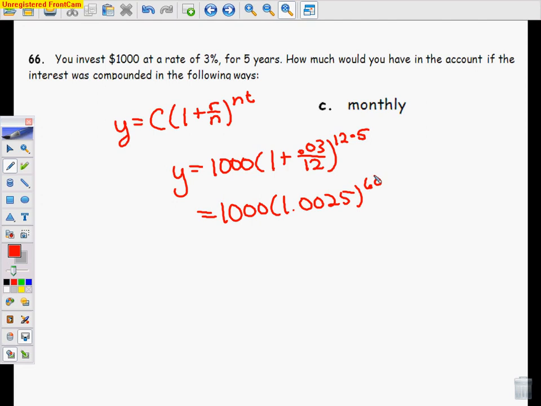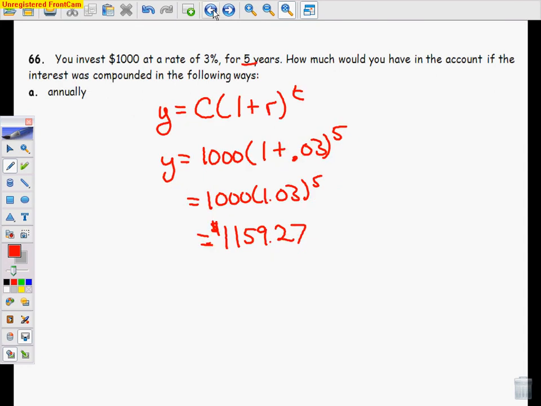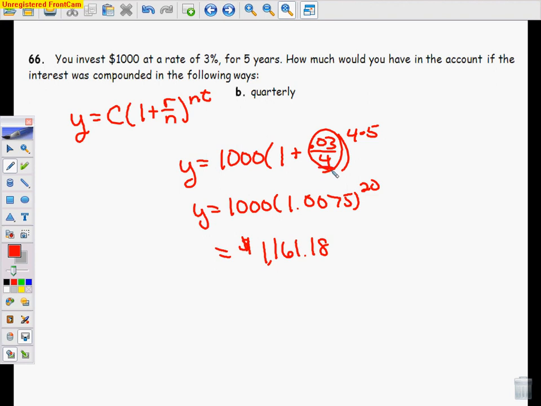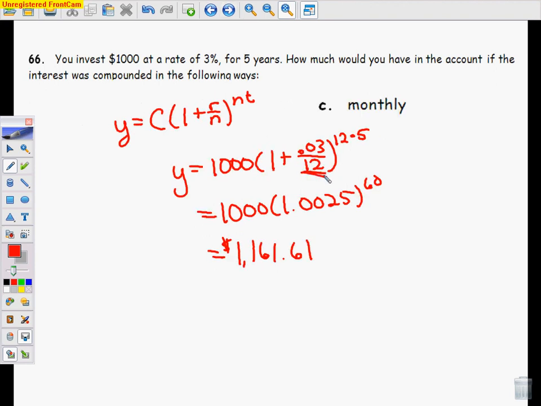1,000 times 1.0025 to the 60th equals $1,161.61 or 62 cents. Banks don't round up, so I'm just going to round down to $1,161.61. Great. So once again, annually, quarterly we use 4, monthly we use 12.